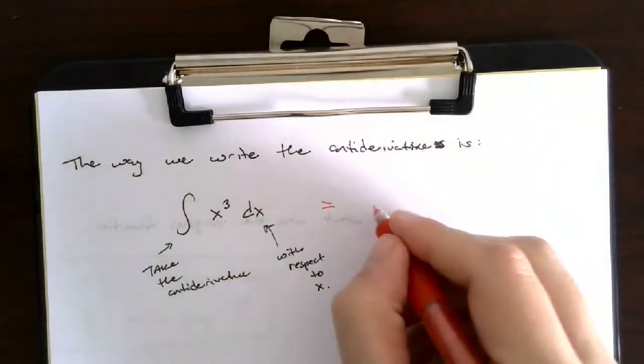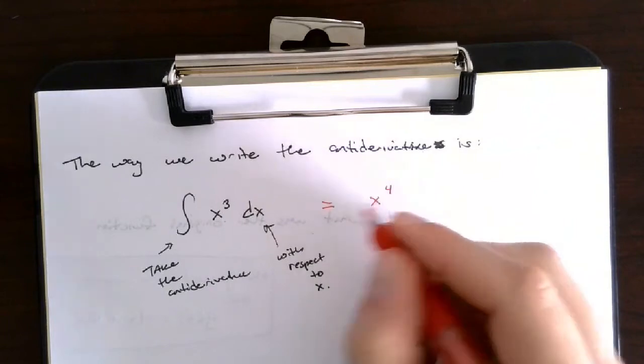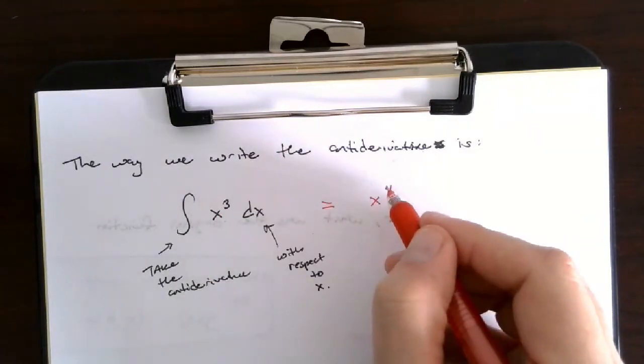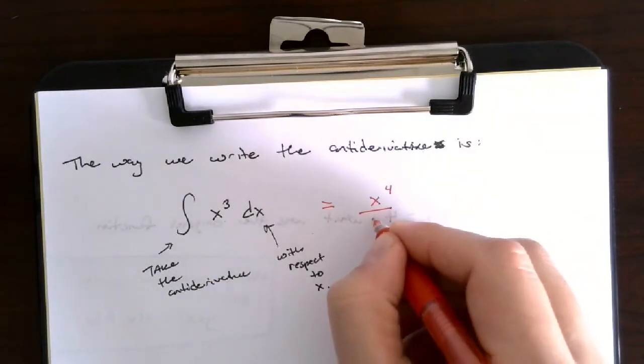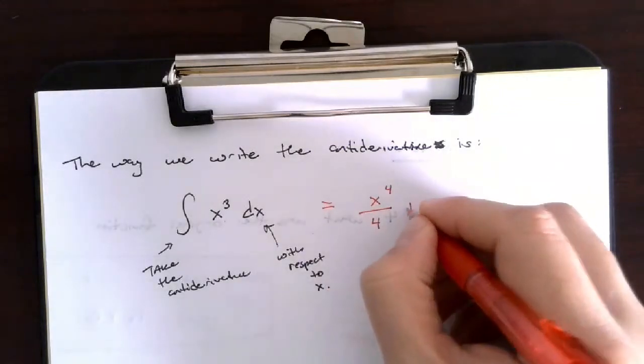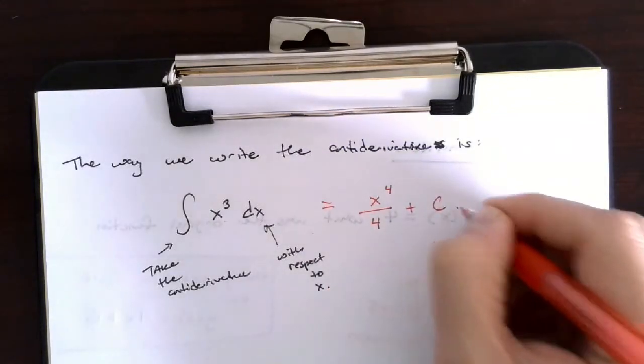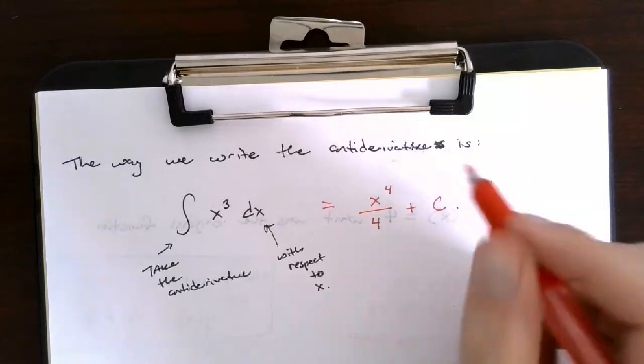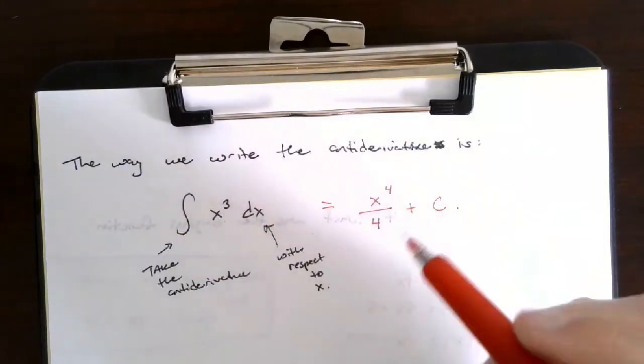Well, you add 1 to the power, we said, so that'd be x to the fourth power, because you're working backwards now. Then you divide by that same new power. So you divide by 4, and then plus c, because there always could be a constant at the end. But this is the general way you would write the antiderivative.